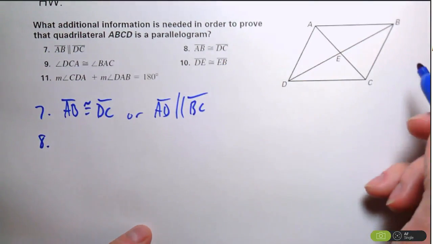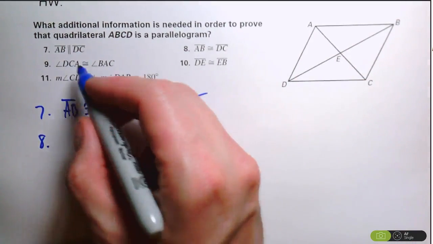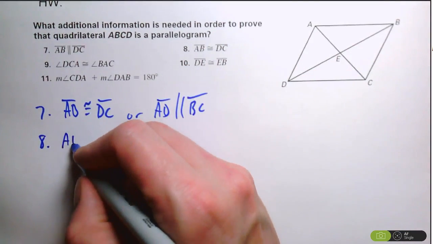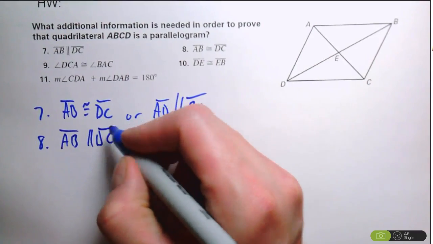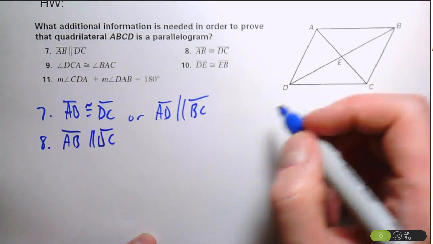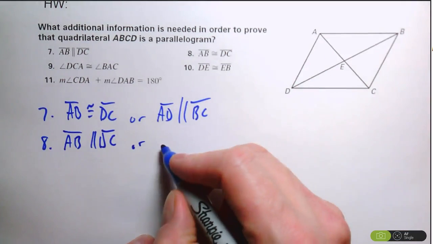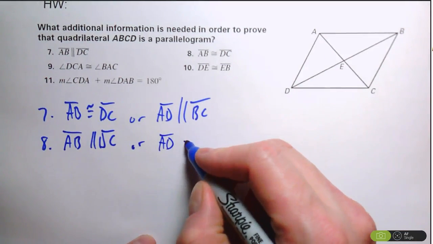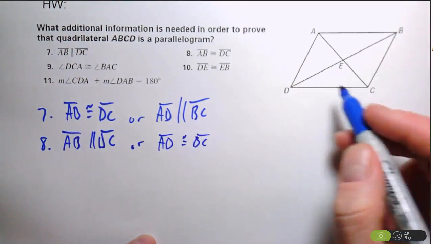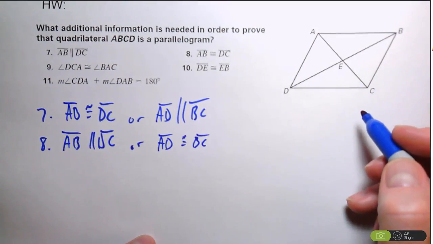8, AB and DC are congruent. Really, it's like 7. If you could show that AB and DC were parallel, that would be congruent and parallel. Or if you could show the other pair of opposite sides, AD and BC, are congruent, then you'd have yourself a parallelogram.